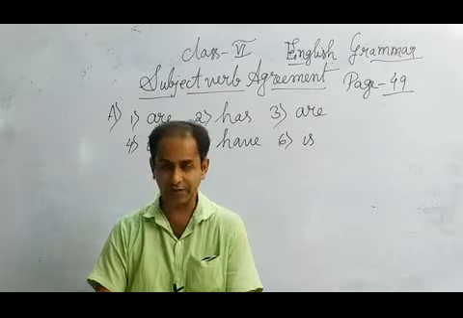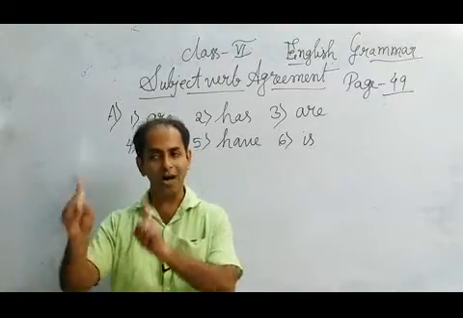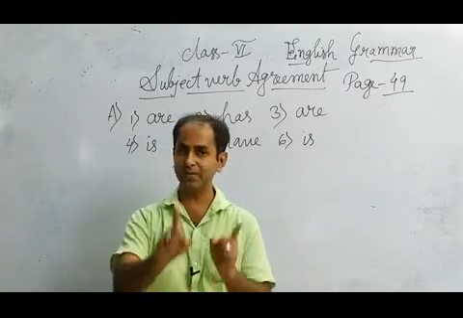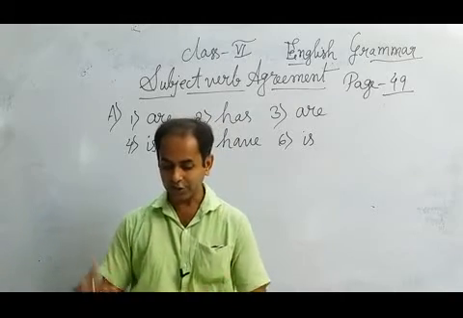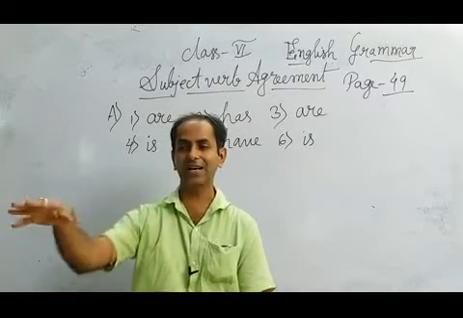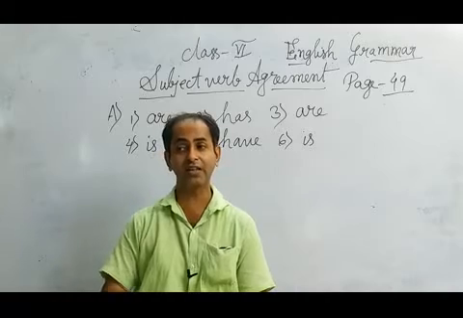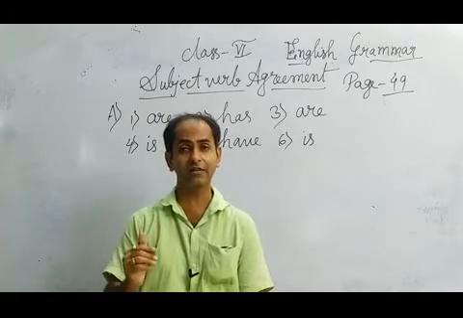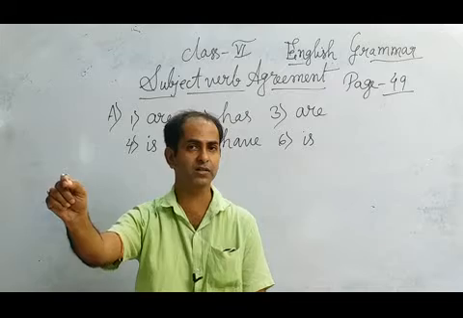Either of the 2 children is sick. So 2 children are there, and one of them is sick. I want to mean that, so it is singular. Each of the boys is talented. Might be in a class I have 30 boys and I want to mean that all the boys are talented. So what I will say: each of the boys is talented.